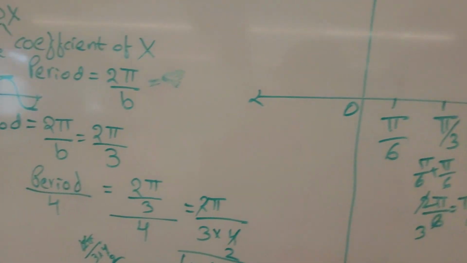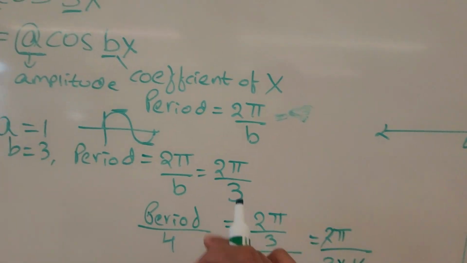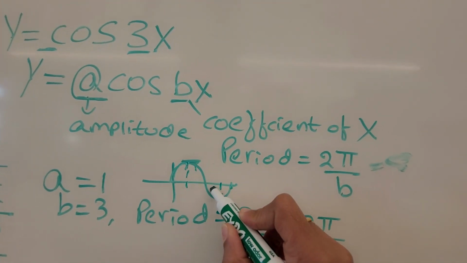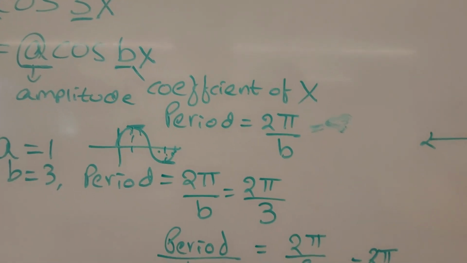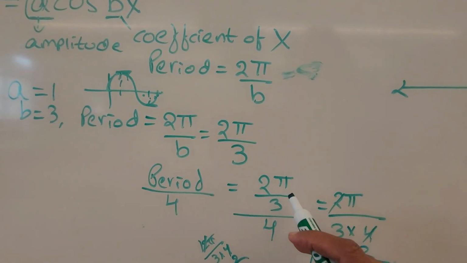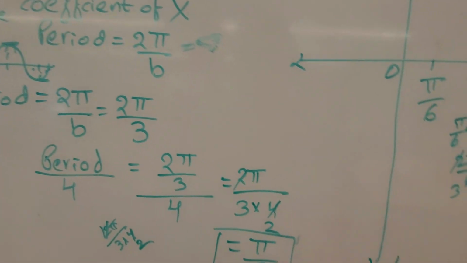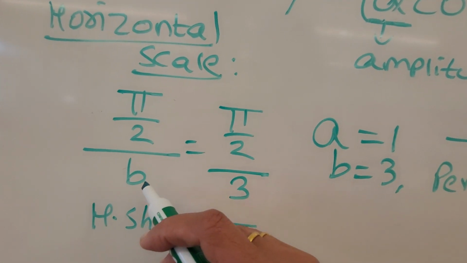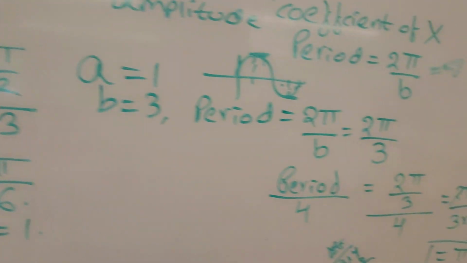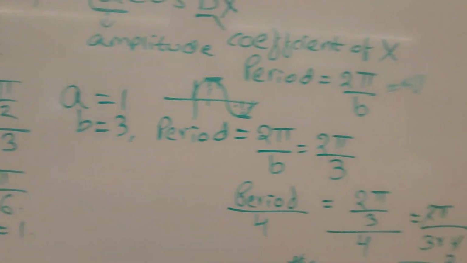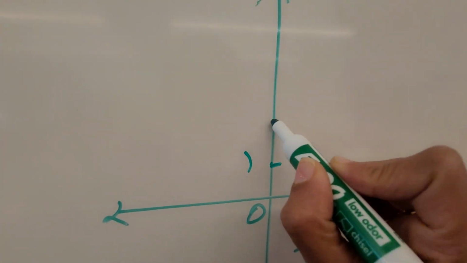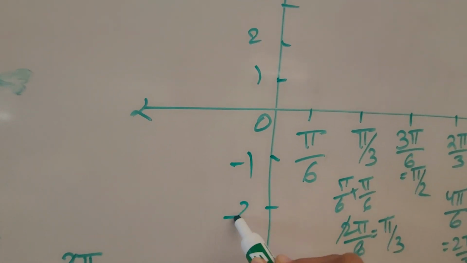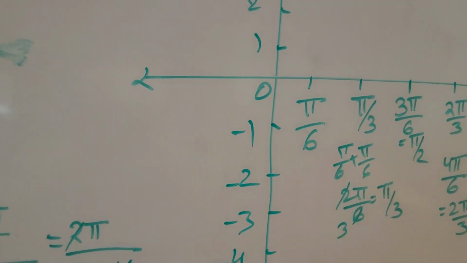I took the period and divided it into 4 parts, because we can see the period needs 1, 2, 3, 4 parts to complete. So I took the period and divided it by 4, and I got pi by 6. This is one way. The other way is pi by 2 divided by b, which also gives us pi by 6. And on the vertical, I am taking the values as 1, 2, 3, 4, and on the negative side, -1, -2, -3, and -4.